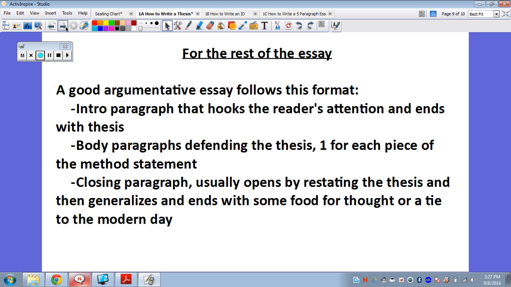Alright. Rest of the essay. A good argumentative essay is going to follow this format. We're going to look at this again in 1C. We have an intro paragraph that hooks the reader's attention and ends with the thesis statement. Body paragraphs defending the thesis, and then one for each part of the method statement. So in my thesis statement where I was talking about Russell Crowe, I would have one paragraph talking about the character development, one paragraph talking about Russell Crowe, and one paragraph talking about the storyline itself. The method statement is your roadmap for what you're going to discuss. And then we have a closing paragraph that usually is going to open by restating the thesis.